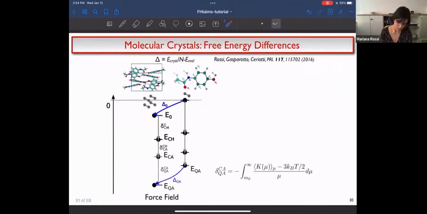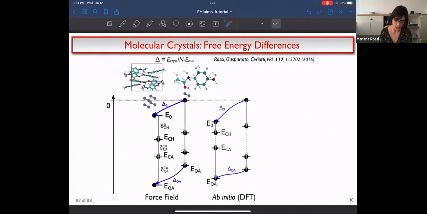And then if I really want to get the ab initio free energies, I would like to be able to do all of these steps with an ab initio potential as well. But this correction between the harmonic and the anharmonic energy with an ab initio potential for such large systems is not really feasible. It's very difficult to achieve, actually. So you cannot do this part here.